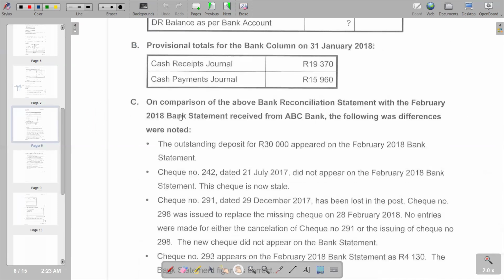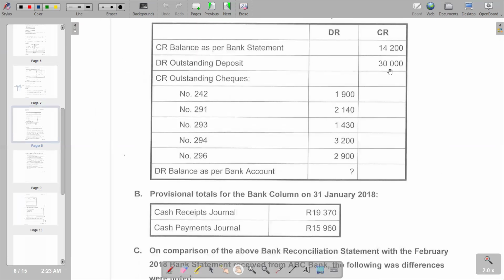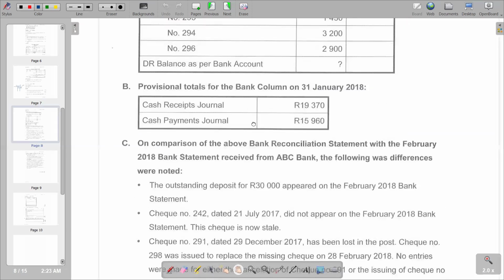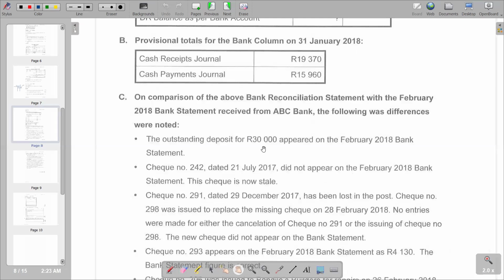If you come here now, I will see that the first entry is saying the outstanding deposit of 30,000 rands appeared on the February 2018 bank statement. So basically, we have got 30,000, which is this one. It was outstanding at the end of the last period. This statement is now saying it's appearing on the current month's bank statement. So in that case, there's no need to correct. It means it's now correct, it's now appearing, so it's no longer outstanding. That's correct.